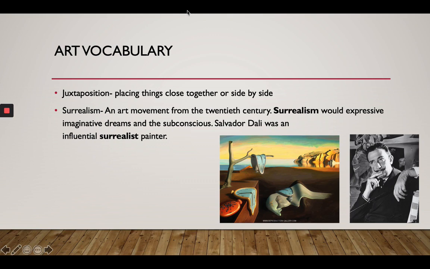If you notice this artist in the corner, that is Salvador Dali. It's an art movement that was created in the 20th century. Surrealism would express imaginative dreams and the subconscious. Salvador Dali was an influential surrealist painter. A little history on Salvador Dali is he made paintings, sculptures, films about the dreams he had. He painted melting clocks and floating eyes and clouds that looked like faces and rocks that looked like bodies.